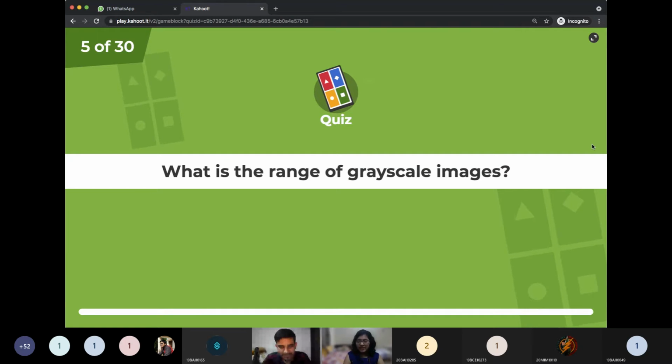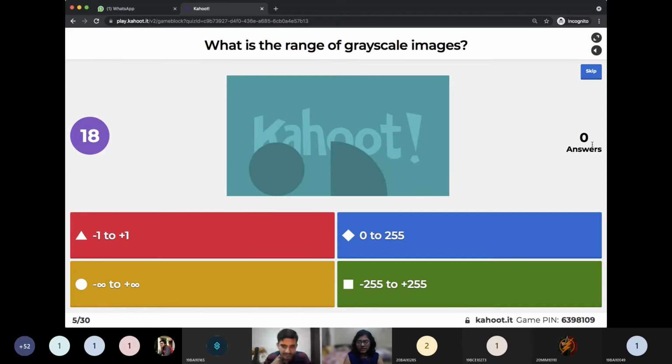What is the range of grayscale images? Now this question is for double points, so make sure you get this right. Yes, double points. The options are -1 to +1, 0 to 255, -25 to 255, or -infinity to +infinity. Answer it carefully, it can turn the leaderboard.